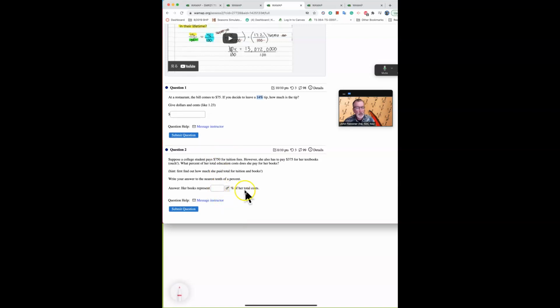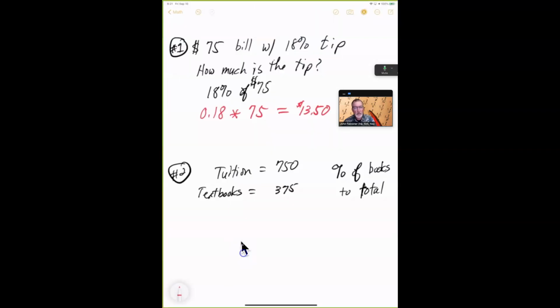And let's take a look at question number 2. College tuition, right? So I have it written up here. Tuition was $750, textbooks $375 extra dollars, and then percent of books to total. So her total is going to be 750 plus 375. So 0 and 5 is 5, 5 and 7 is 12, carry the 1, 1 and 7 is 8, plus 3 more is 11. So 1,125 is the total.